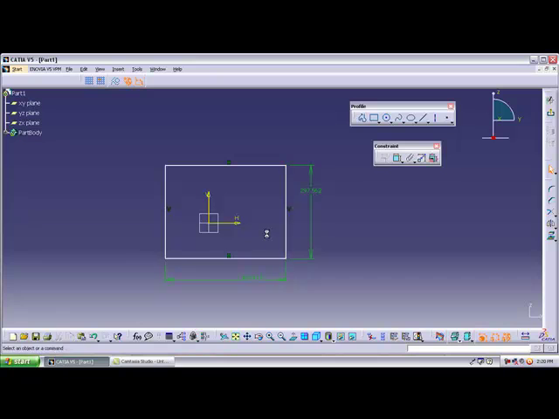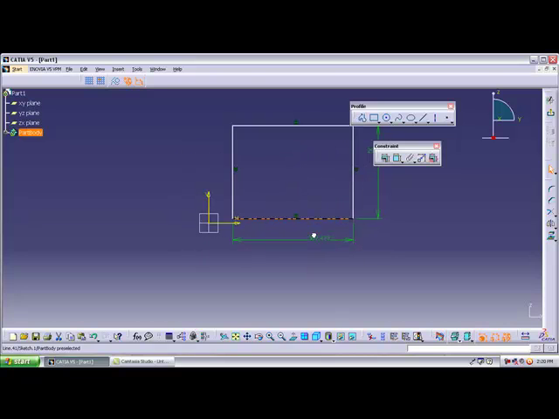Okay? So, what are the parameters of a rectangle? The parameters are the length and the width, according to our dimensions. But in CATIA or any modeling software, we have to give two more dimensions. What are the two more dimensions?